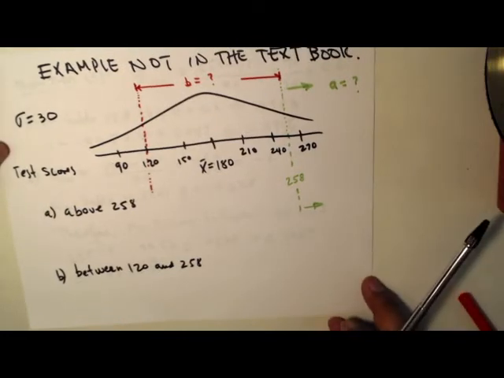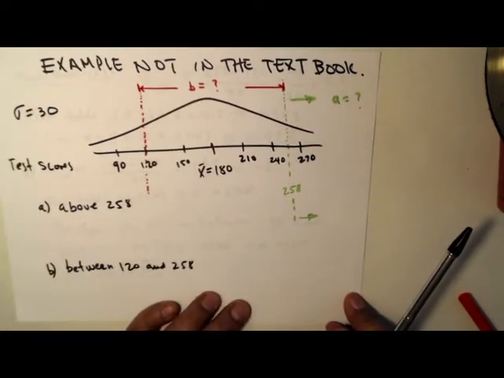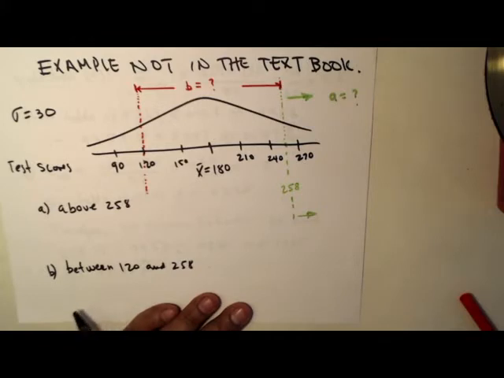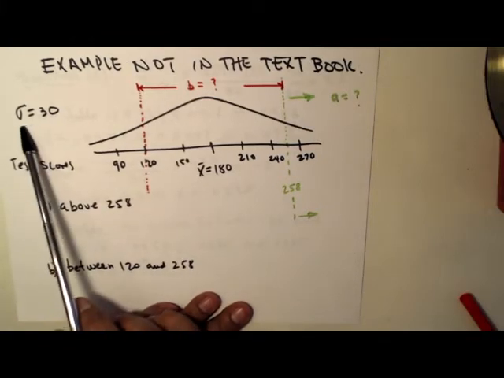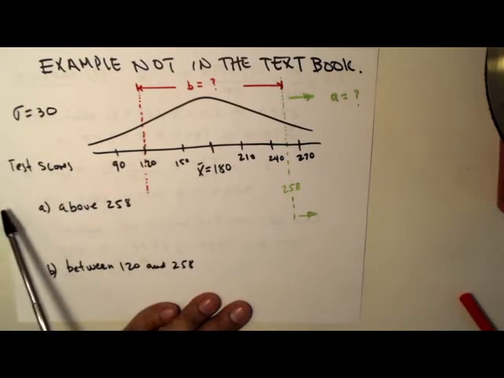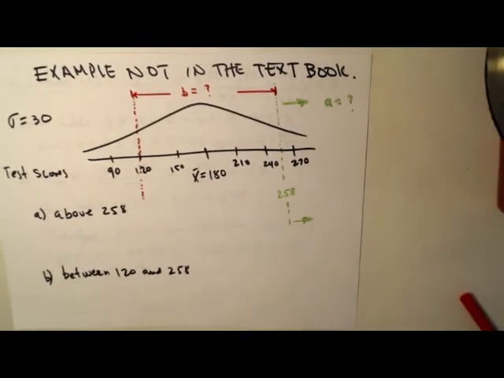And we have another example. This example is not in the book, but it's a very useful example. They are giving us a standard deviation of 30, and they're also giving us a mean. The mean is equal to 180.